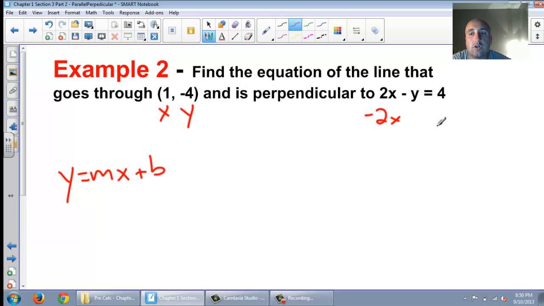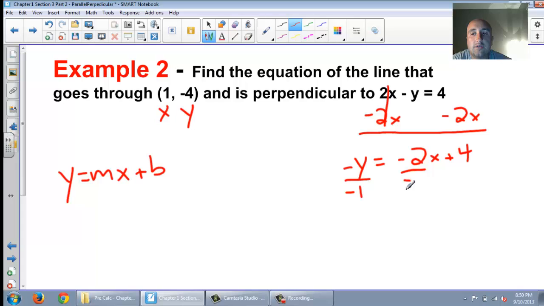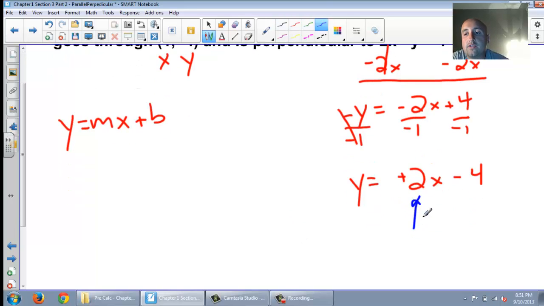So we're going to solve for y again. I'm going to subtract 2x, so I'm left with negative y equals negative 2x plus 4. I'm going to divide by -1 to get rid of the negative. I'm left with y equals positive 2x minus 4. From this, we can gather that we have a slope m of 2 and a y-intercept of -4.